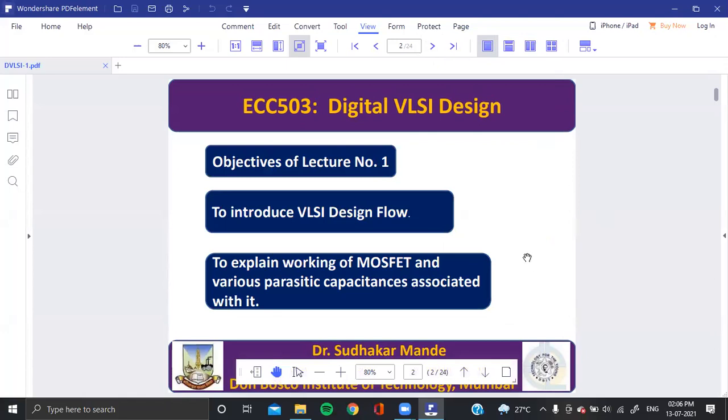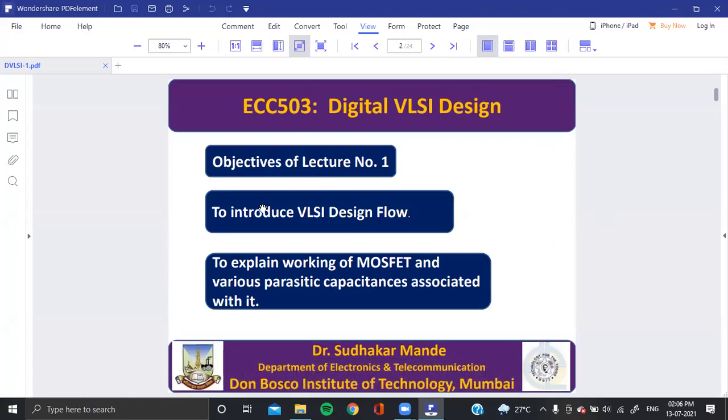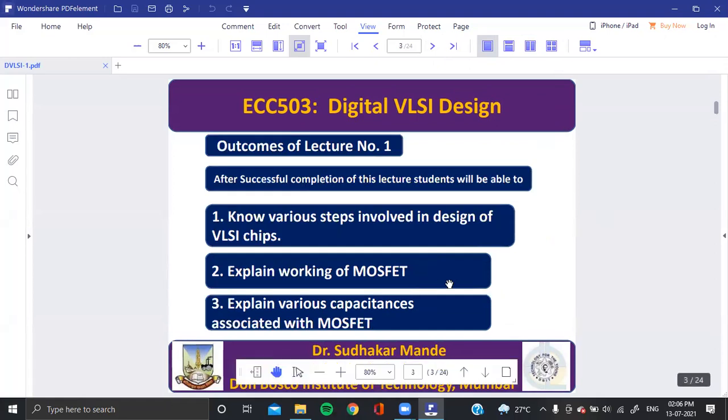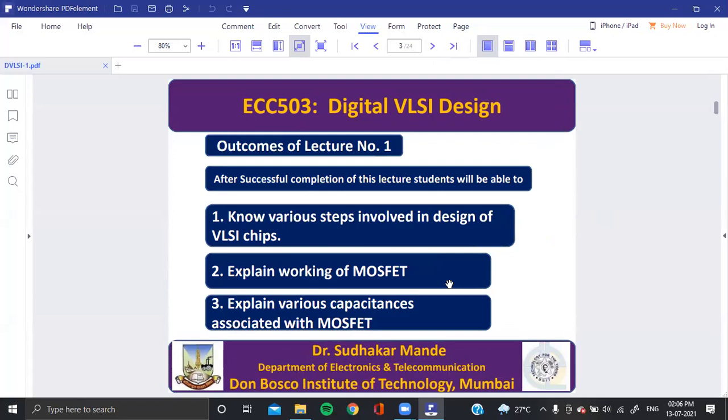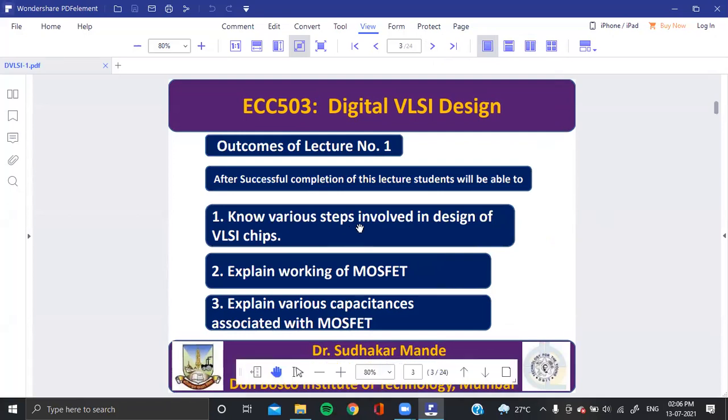Okay, so see what are the objectives of today's lecture. The first objective is to introduce the VLSI design flow, so you will know exactly what the VLSI design flow is. Then to explain the working of MOSFET and various parasitic capacitances associated with it.